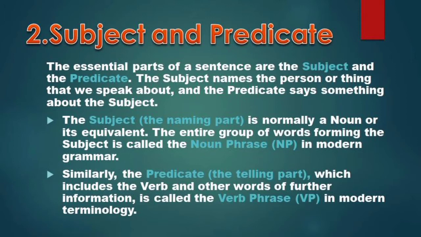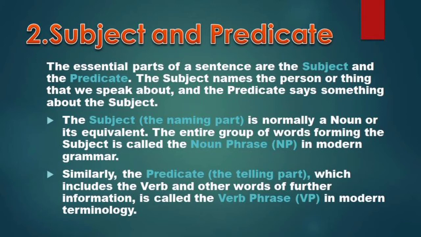Secondly, we are going to divide the sentence into subject and predicate. In a sentence, there are two sections. The first section is the subject, the second section is the predicate. The subject names the person or thing that we speak about, and the predicate says something about the subject.